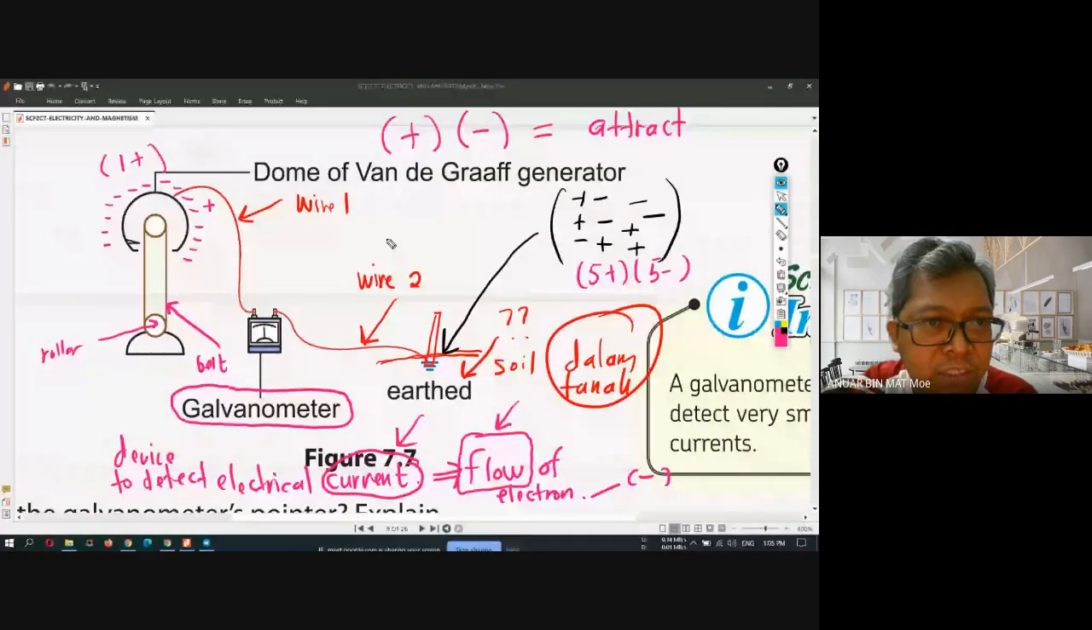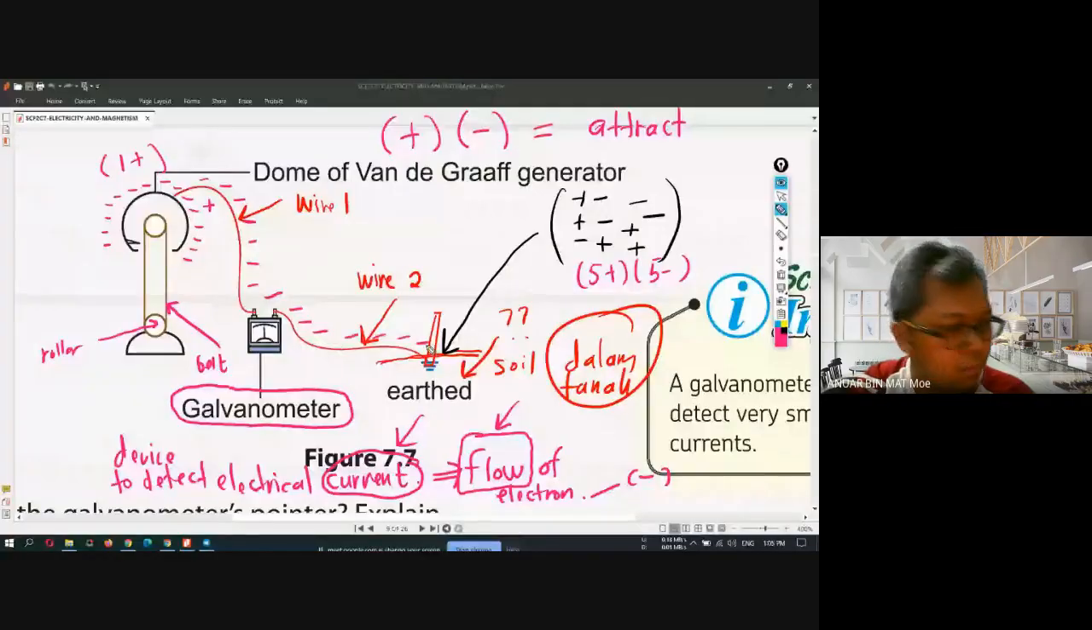The negative charge on the Van de Graaff generator will move, will flow. Can you see my drawing? Okay. It will go through the galvanometer, and then the charges will flow to the earth. Can you see the difference? Then the electron will go to the earth because of the attraction between different charges. So this is what we call electrical current.